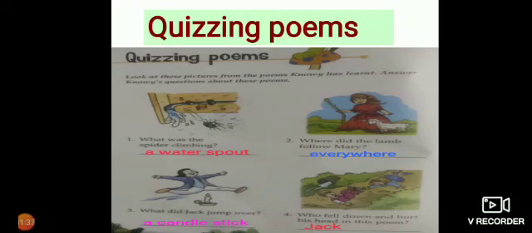Fourth one is the picture taken from Jack and Jill, the famous poem we have read in our preschool. So the question is, who fell down and hurt his head in this poem? So if you remember, Jack fell down and hurt his head.